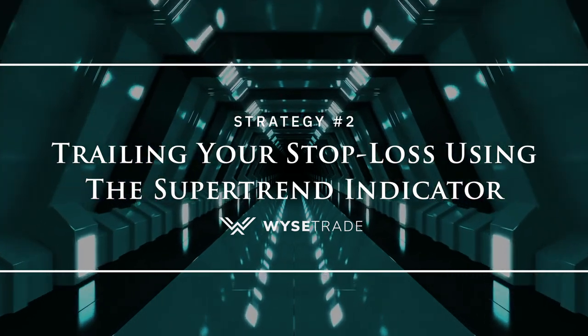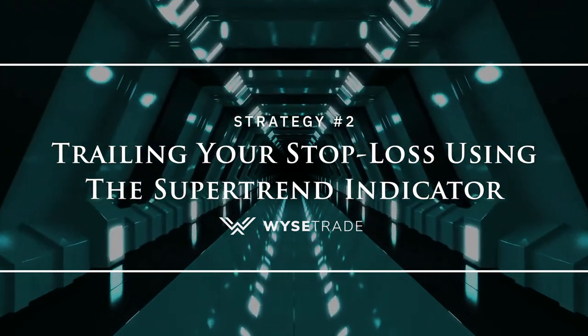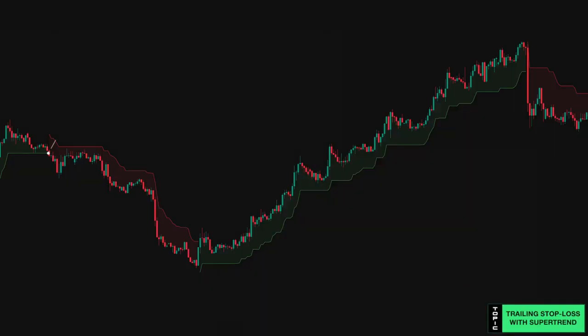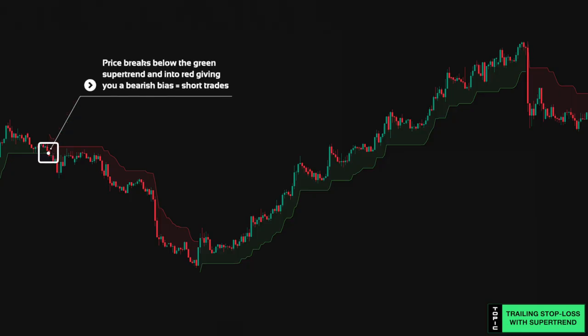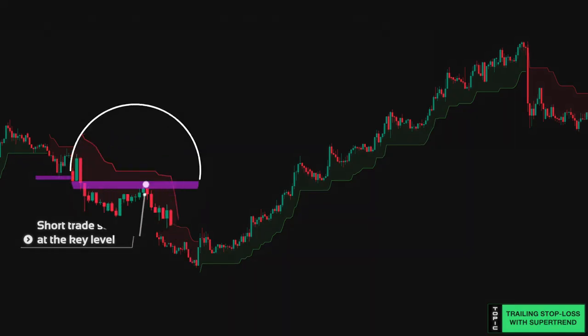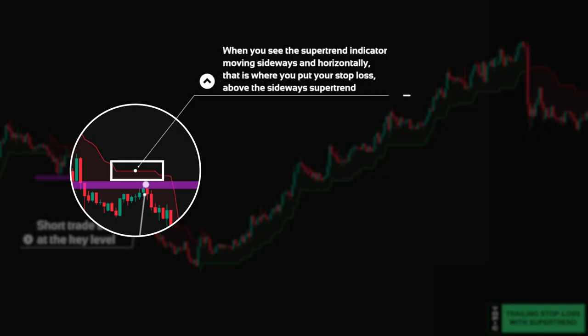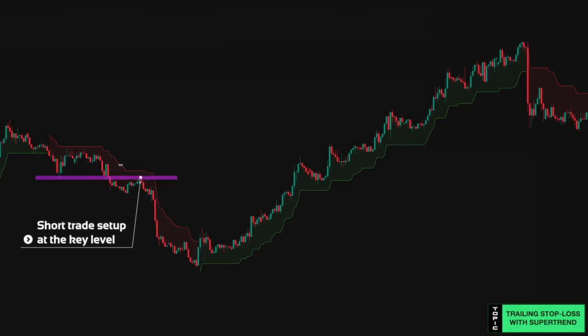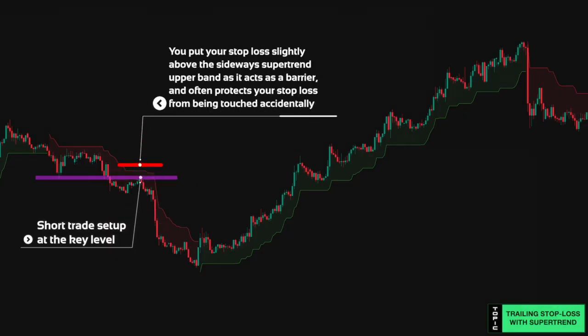Trailing your stop loss using the super trend indicator. Price breaks below the green super trend and into the red, giving you a bearish bias. This reversal point gives you a key level. Short trade setup here. When you see the super trend indicator moving sideways and horizontally, that is where you put your stop loss. You put it slightly above the sideways super trend band, as it acts as a barrier and often protects your stop loss from being touched.